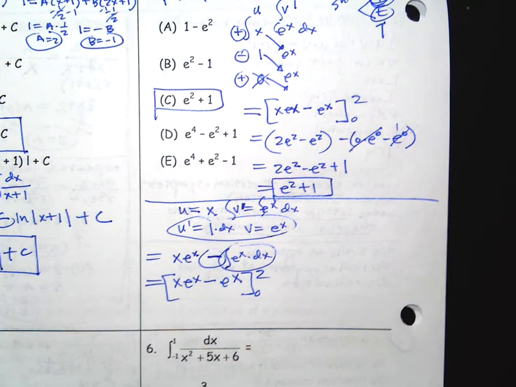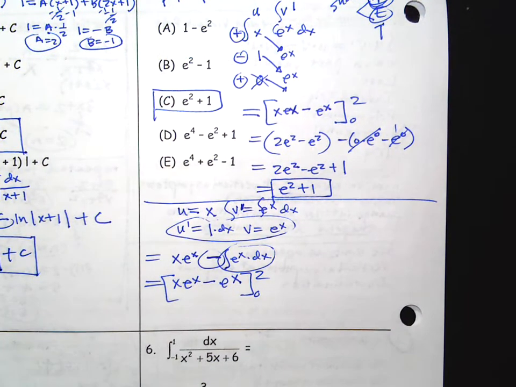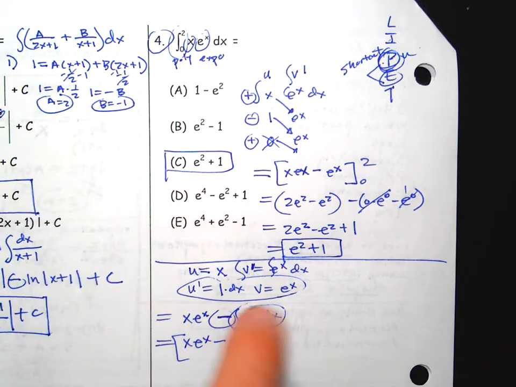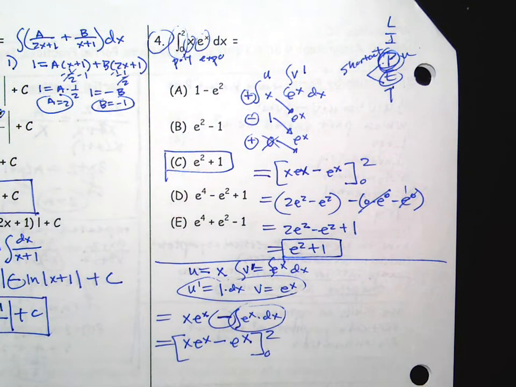But the shortcut's kind of worth it. I mean, even here, I feel like it's quicker. But if you had like an x squared, you're going to have to do this process multiple times doing it the long way. And this will just crank it out real quick. All right.